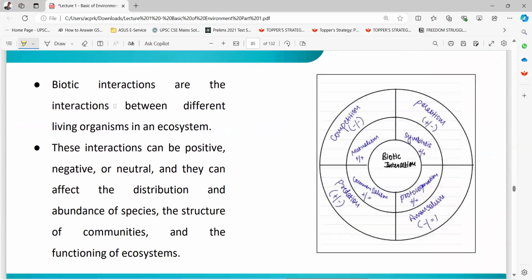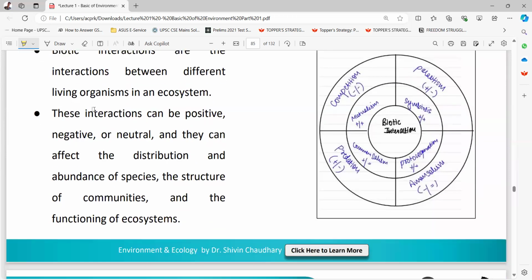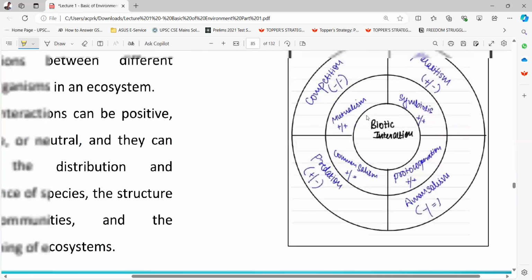Biotic interactions. Biotic interactions are the interactions between the different living organisms in an ecosystem. These interactions can be positive, negative, or neutral, and they can affect the distribution and abundance of species, the structure of communities, and functioning of ecosystem. Okay, biotic interaction. You can see them here.